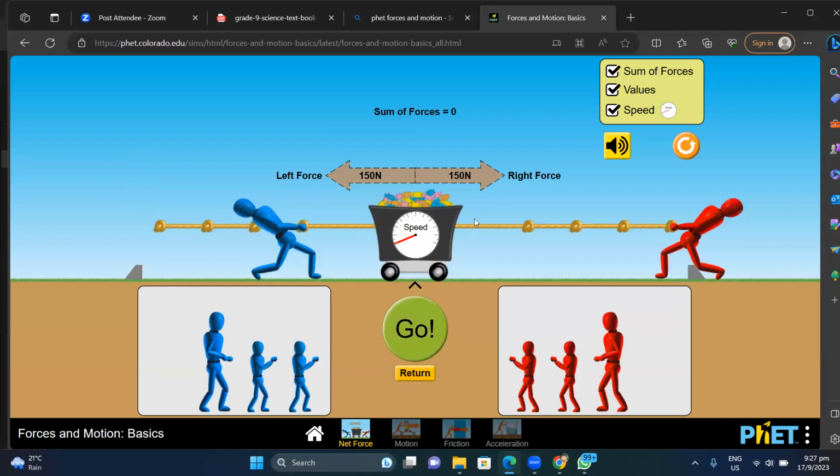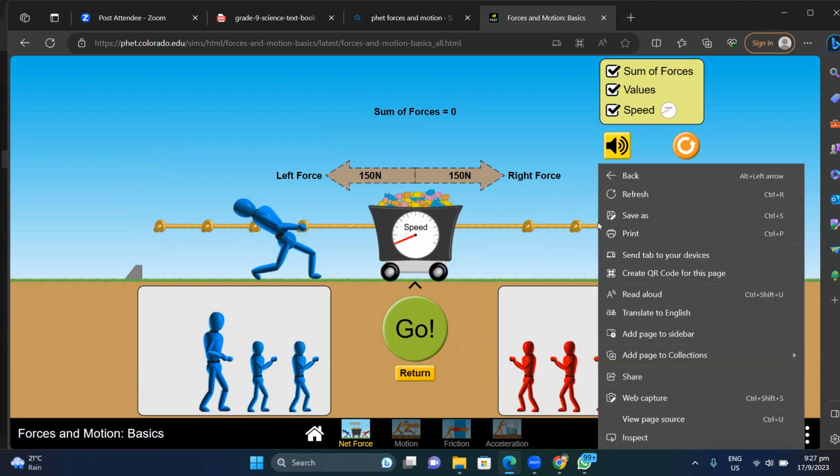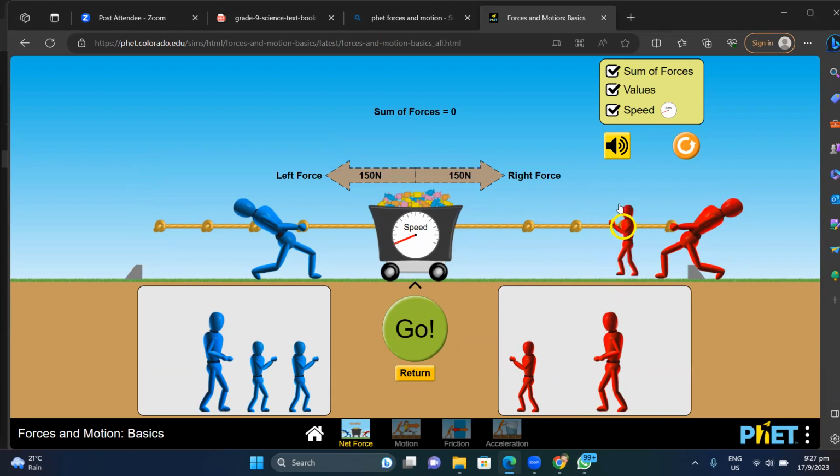But if you change the angle, there will be a different result, since it is parallel and perpendicular. That's why you can see there is no motion. Okay, let's put some more force to this side. Now you can see the sum of forces. Sum of forces means 200 this side, 150 this side, then 200 minus 150 is 50. 50 will be this side.